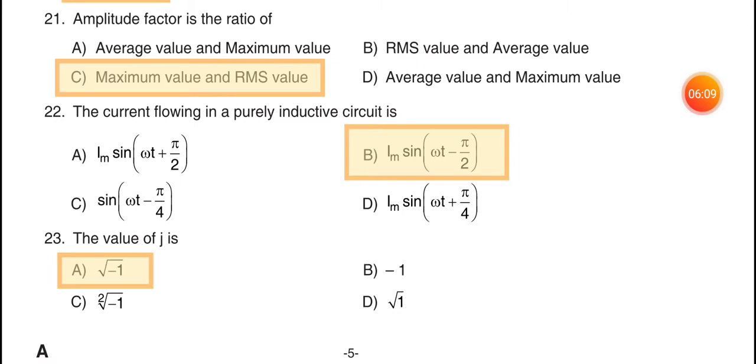21st question. Amplitude factor is the ratio of? Option C is the right answer, maximum value and RMS value.